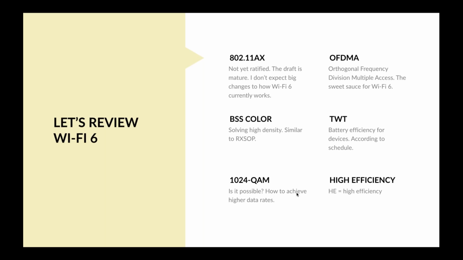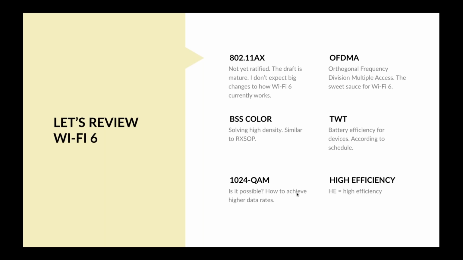All right, so Wi-Fi 6, right? It's 802.11ax. It's not yet ratified, but the draft is really mature, and I don't really expect IEEE to make huge changes between now and when it gets ratified. The new features with Wi-Fi 6, the biggest one I think is OFDMA, which is orthogonal frequency division multiple access. And that allows multiple devices to access the shared medium, and that's how we create this higher efficiency using Wi-Fi 6.